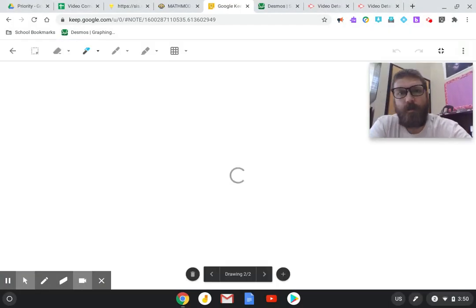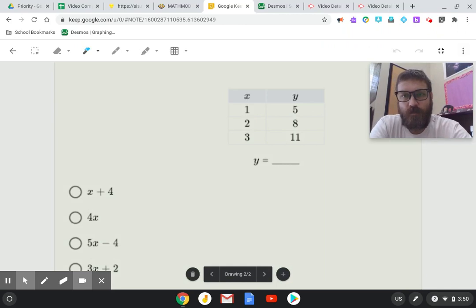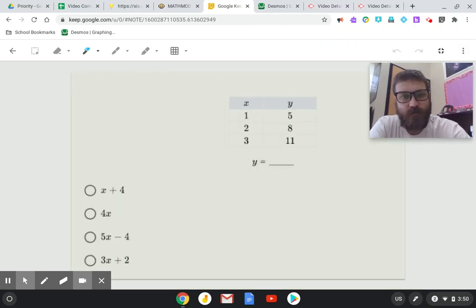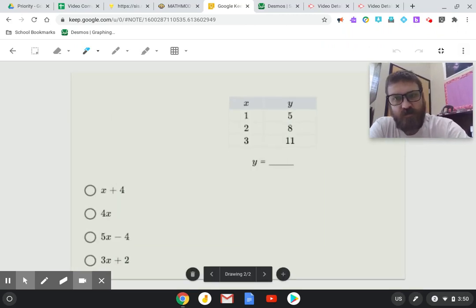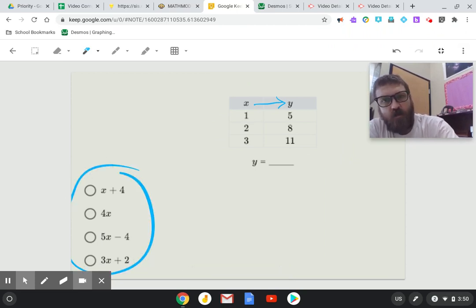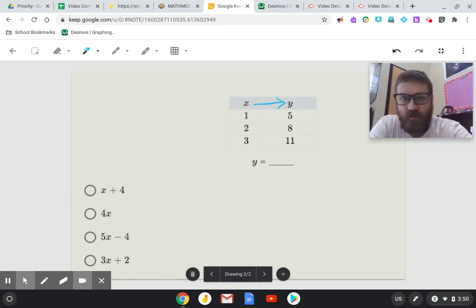All right, so I'm going to go ahead and draw on this. All right, so this is the example from the lesson. We've got these different function rules, and we're saying which one of these explains how to get from the domain to the range in this list of pairs. So in other words, if I put a 1 into these x's over here, which one of them will give me the correct y values?